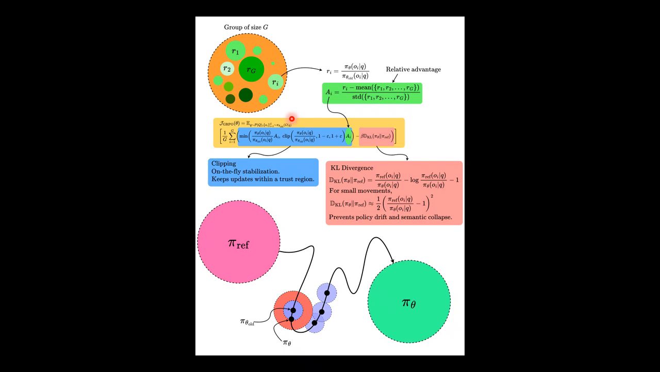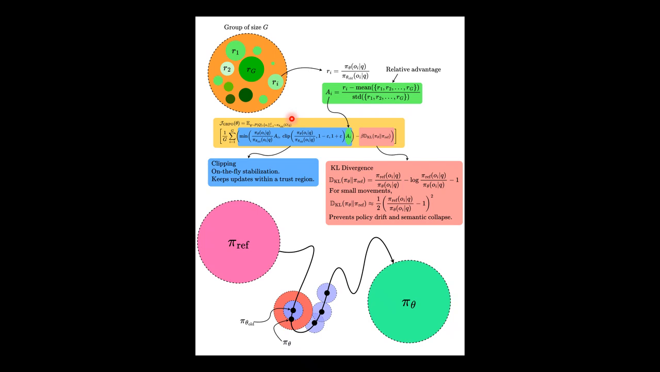Next, each answer is given a reward. In DeepSeek-R1, this reward is not based on human preferences. It is task-based and verifiable. For example, is the math correct? Is the logic valid? Does the reasoning reach the right conclusion? Often, the reward is simple, correct or incorrect.